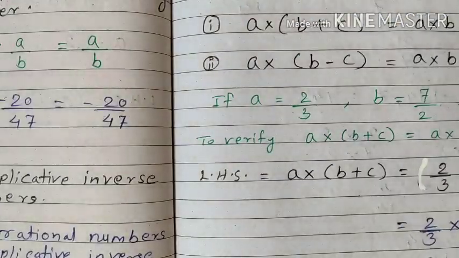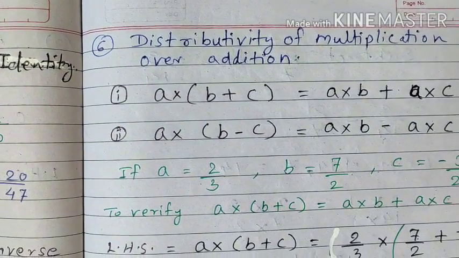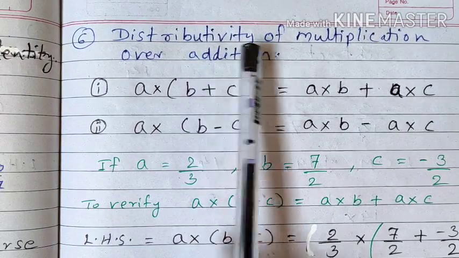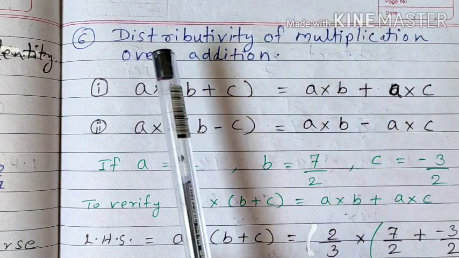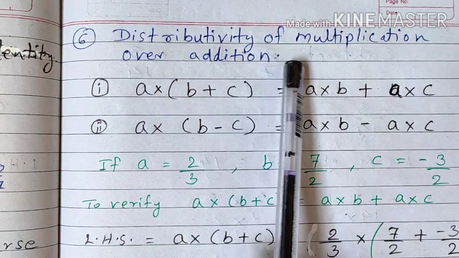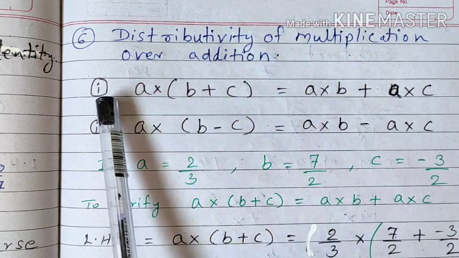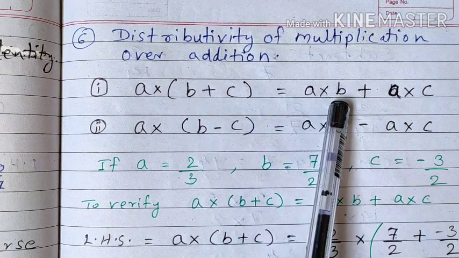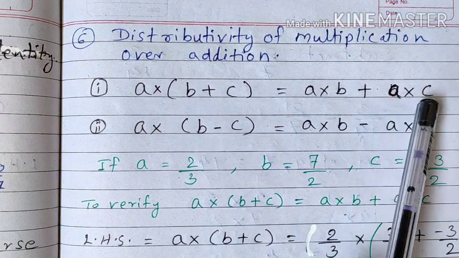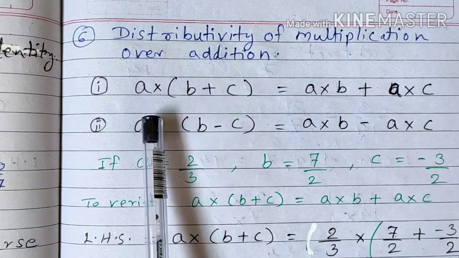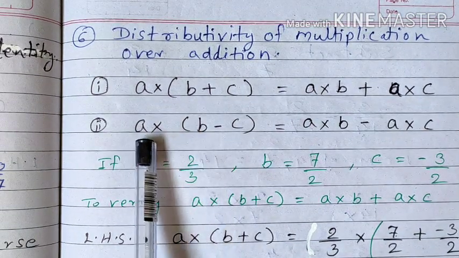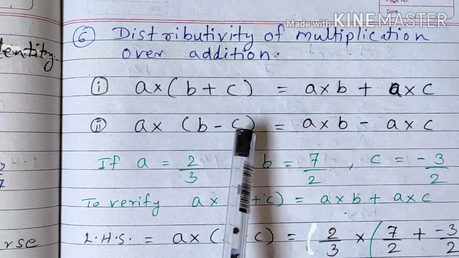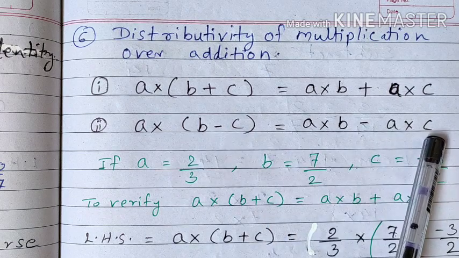Now the next is a very important property. It is the new property in this chapter. Previously we have not learned it for addition or subtraction. The property is distributive property of multiplication over addition, or we can say over subtraction also. First, a multiplied by in bracket b plus c equals a multiplied by b plus a multiplied by c. And there is a second part also for subtraction: a multiplied by in the bracket b minus c is a multiplied by b minus a multiplied by c.